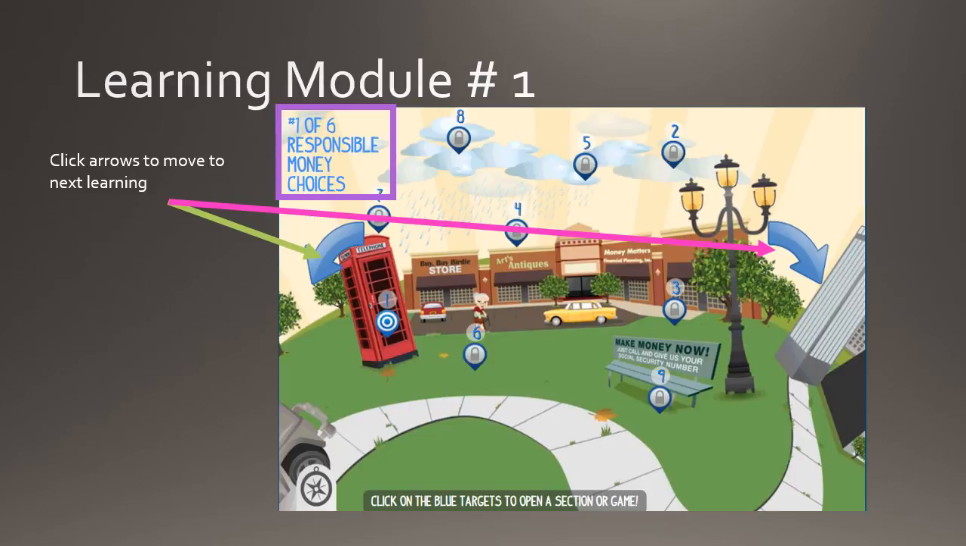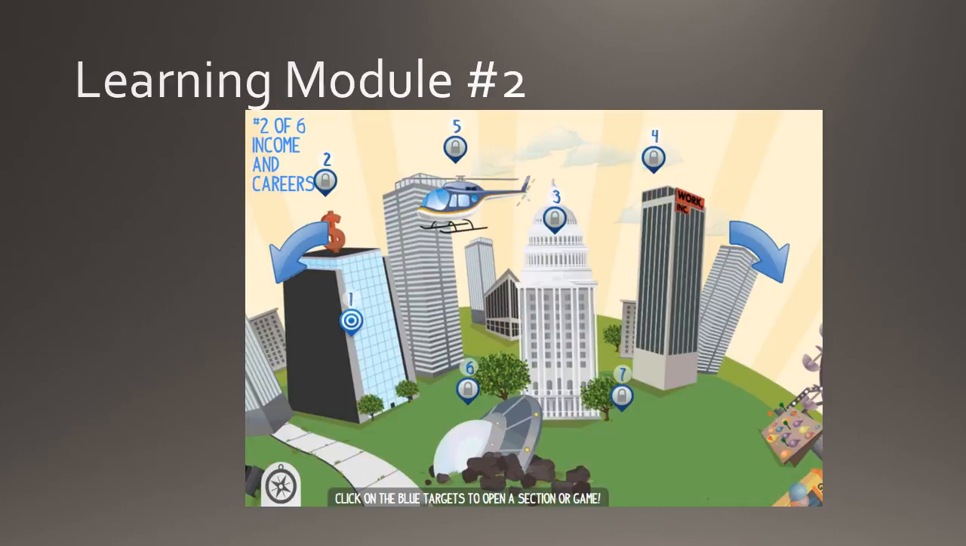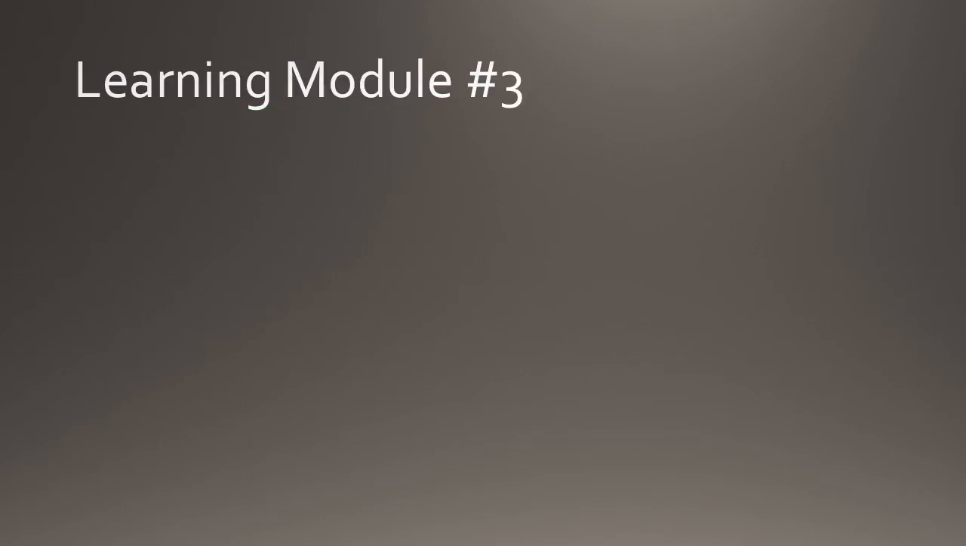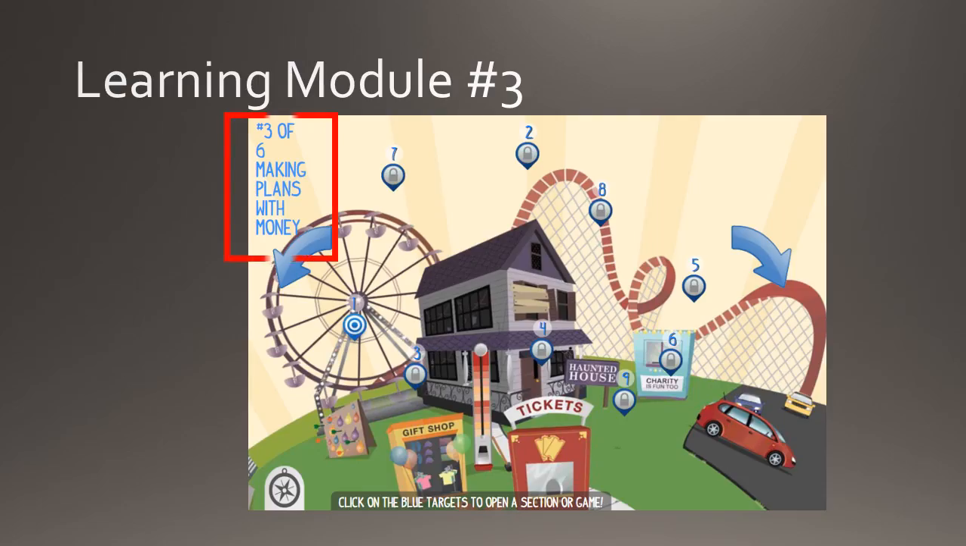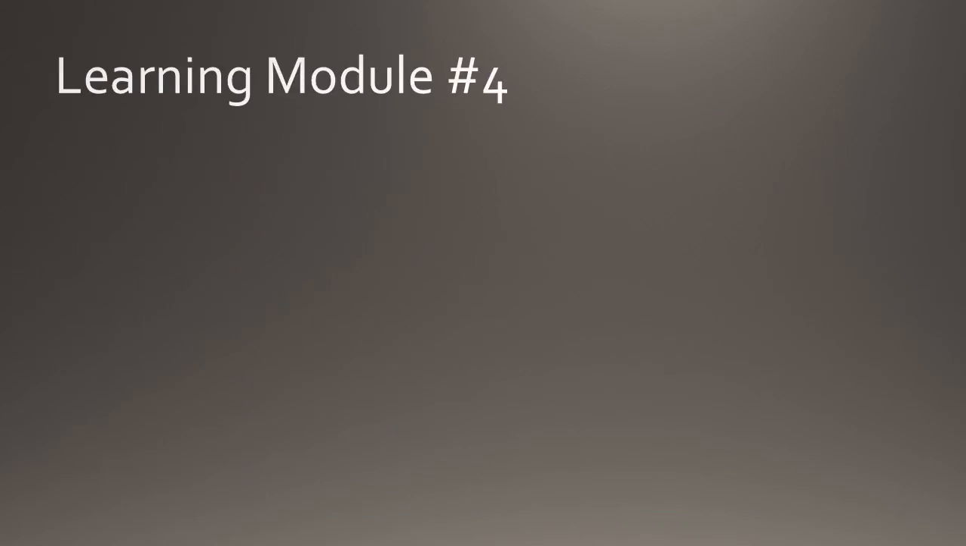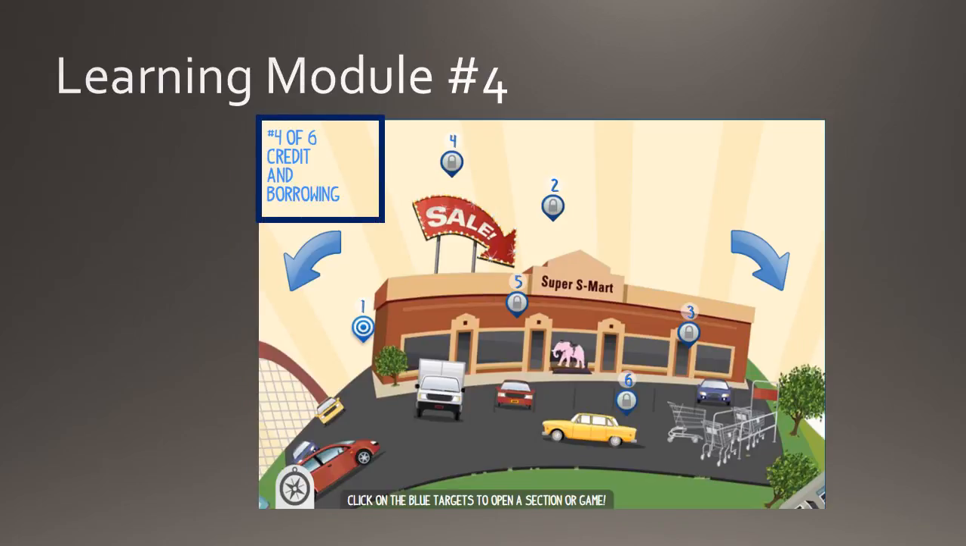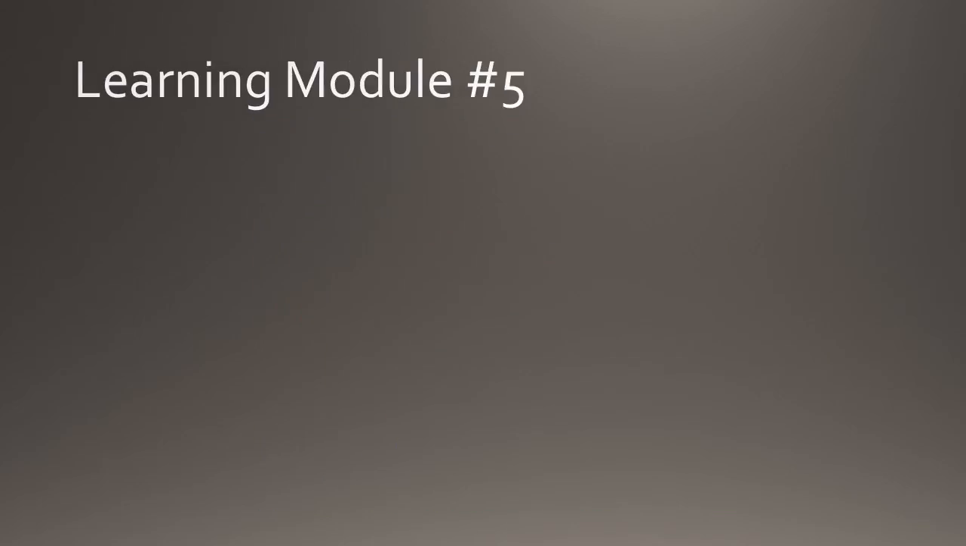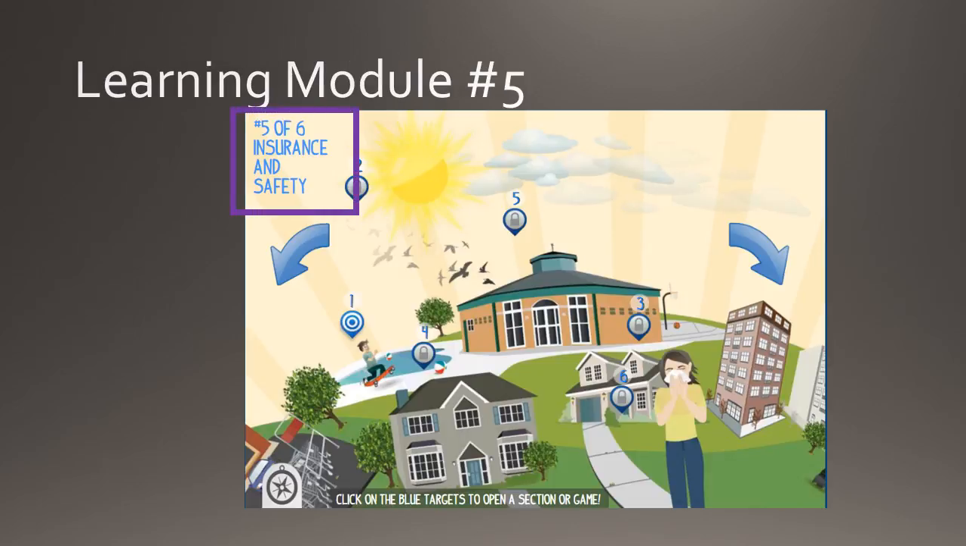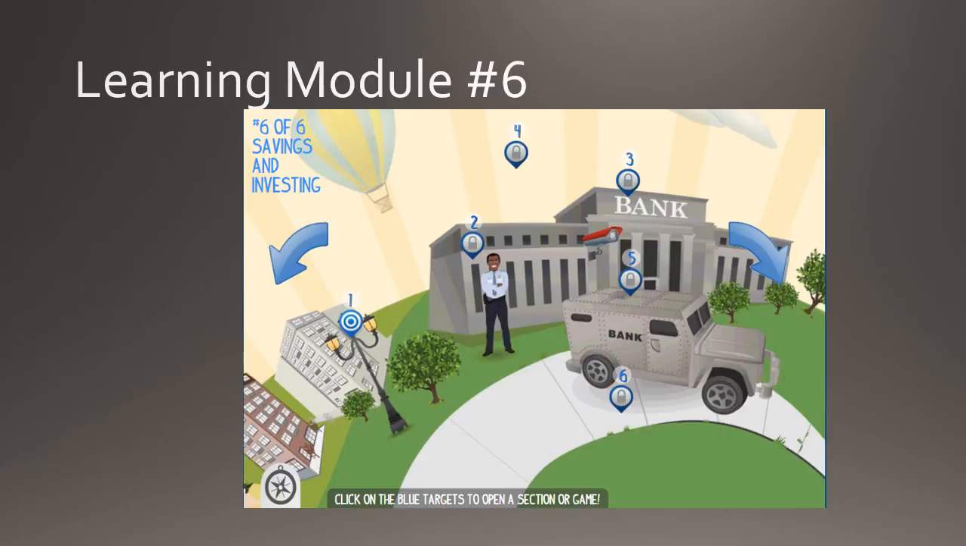Module number 1 is responsible money choices. Learning module number 2 is income and careers. Learning module number 3 is making plans with money. Learning module number 4 is credit and borrowing. Learning module number 5 is insurance and safety. And learning module number 6 is savings and investing.